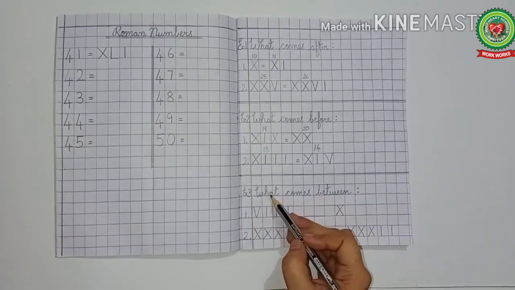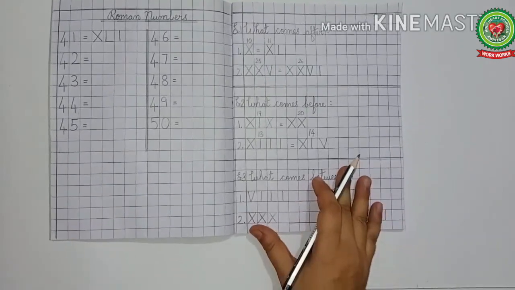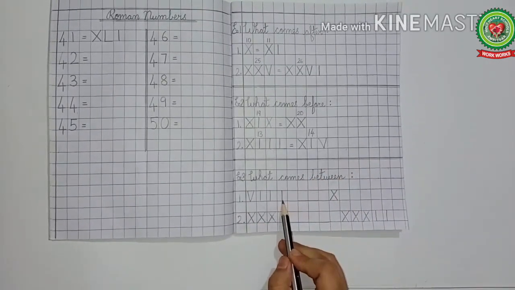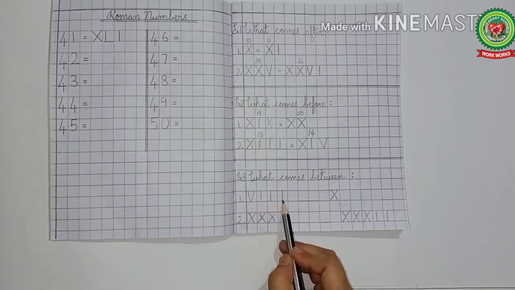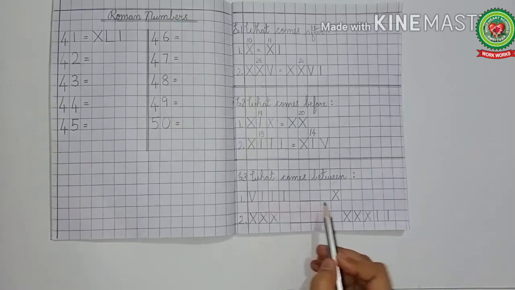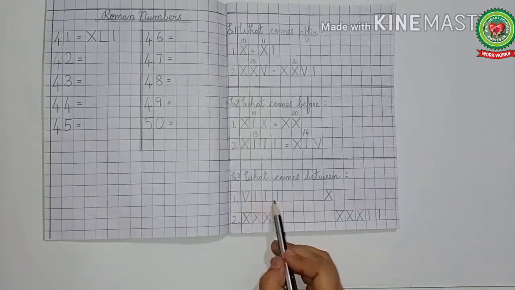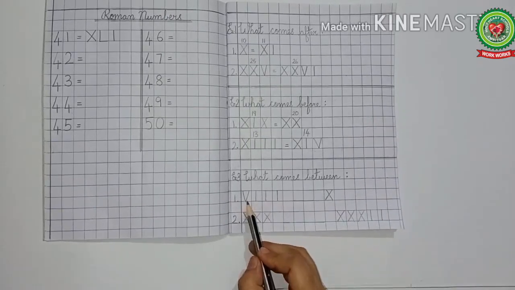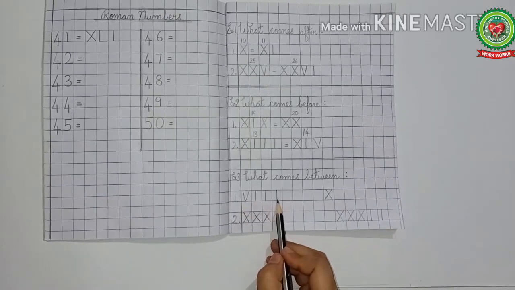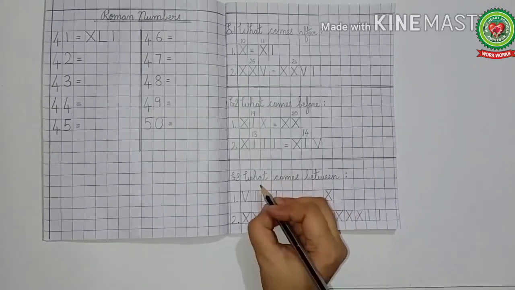That is what comes between. Again you will write the heading like this. Now see what is the first one. That is V, I, I. Dash is there and X is there. Let us see what VII means. Now V means we know 5. Two I's are there, that means 2. So 5 plus 2 is how much? 7. That means this number is 7.